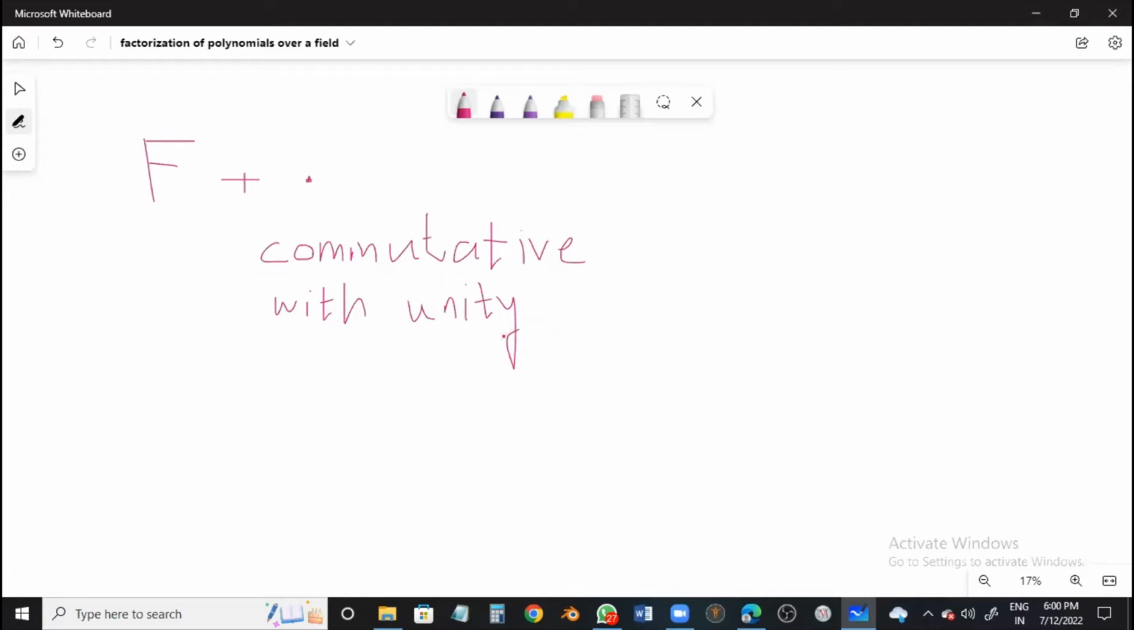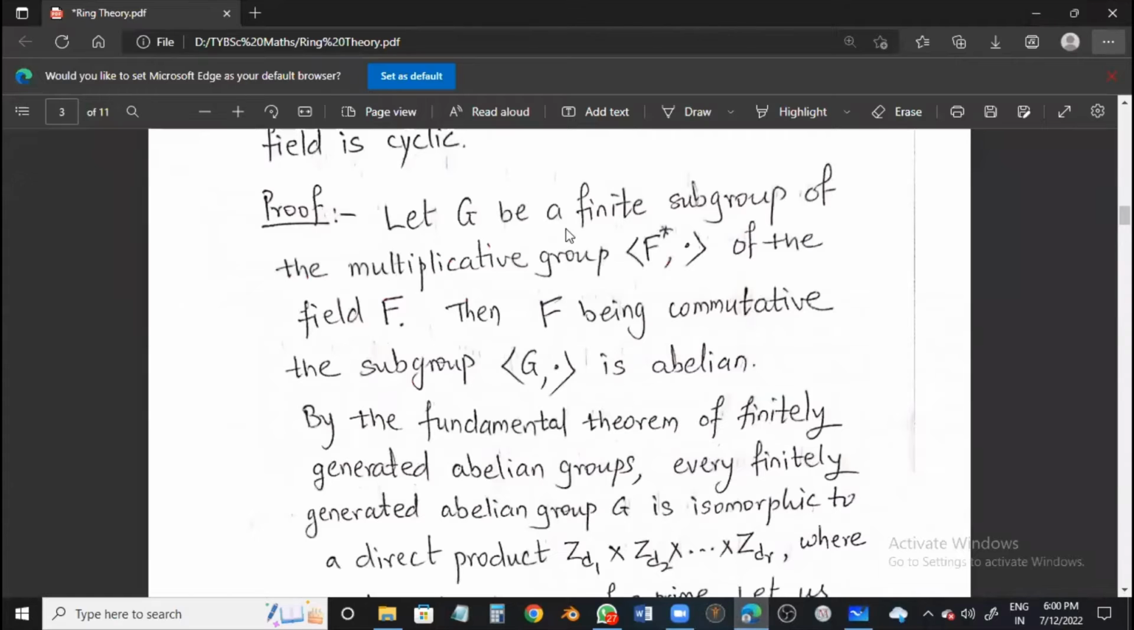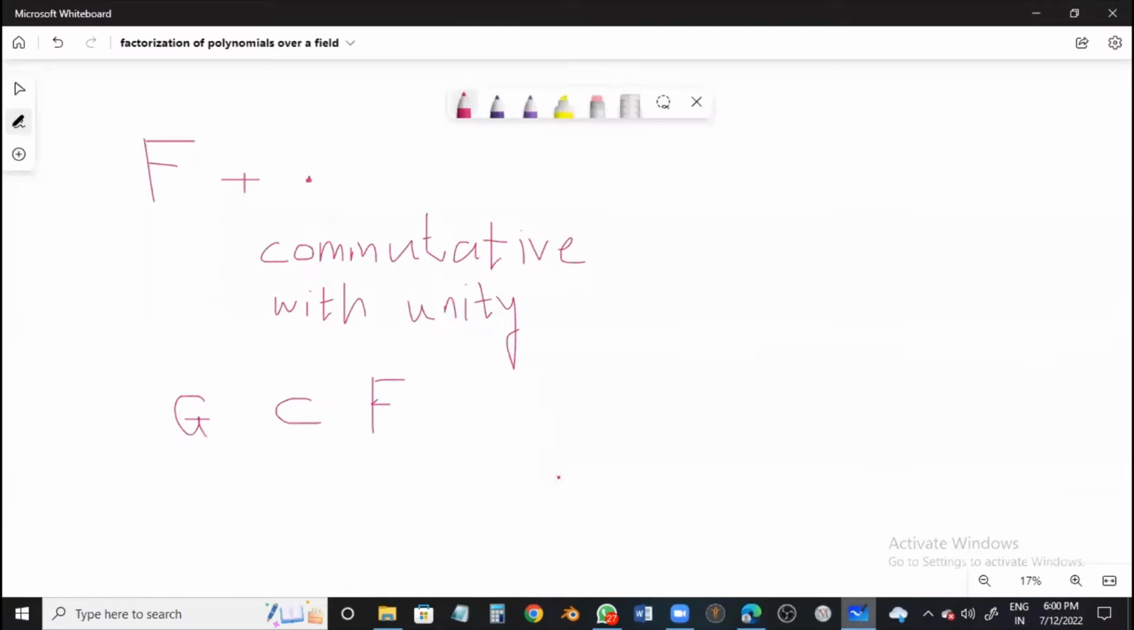And what we have done from this F, we have taken its subset G. How is that subset? Finite. We are taking a finite subgroup of this multiplicative group F star comma dot. F star means we are omitting the 0 element. So G doesn't contain the 0 element, and we don't have any problem. So G can form a group with respect to multiplication. This is what we are saying.